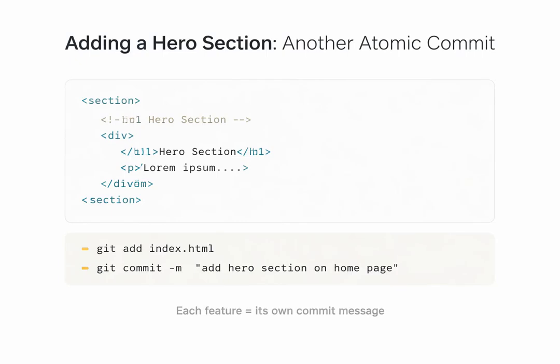After committing the navigation bar, the instructor adds a new section to the page, a hero section. He creates a section element, adds a div inside it, puts an h1 heading that says hero section, and adds some placeholder lorem ipsum text. This is a separate piece of work from the nav bar, so it gets its own separate commit. He runs git add index.html again to stage the changes, then git commit -m with the message add hero section on home page. Notice the pattern. Each distinct feature or unit of work gets its own descriptive commit message. This keeps your project history clean and easy to understand.